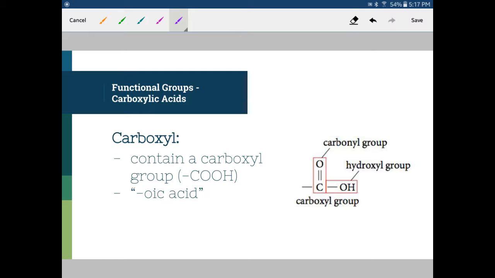And we call these blank oic acids. So we generally end with an oic acid at the end as a suffix of our naming system. So again, we definitely want to see the COOH. Notice again that we have this double bond here between our carbon and our oxygen atom.